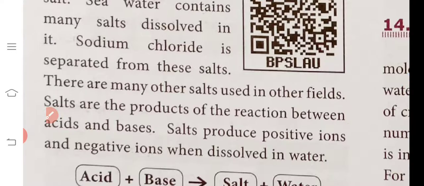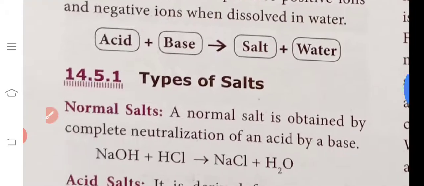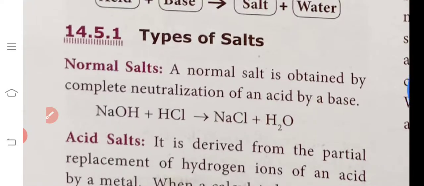Salts are products of the reaction between acids and bases. Salts produce positive ions and negative ions when they dissolve in water. Okay, listen. Acid plus base gives salt and water. Next one, types of salts. First one, normal salts.